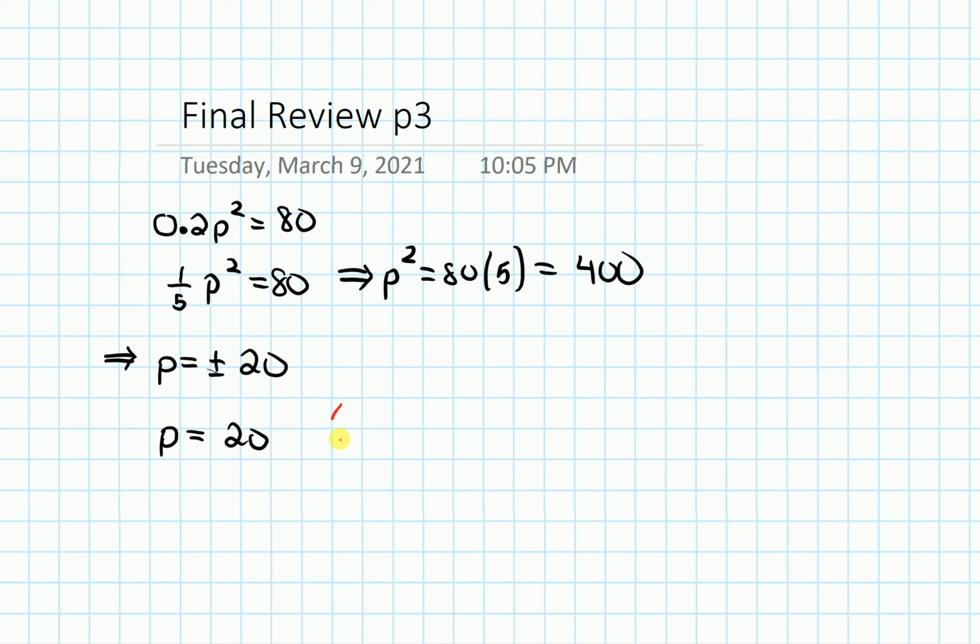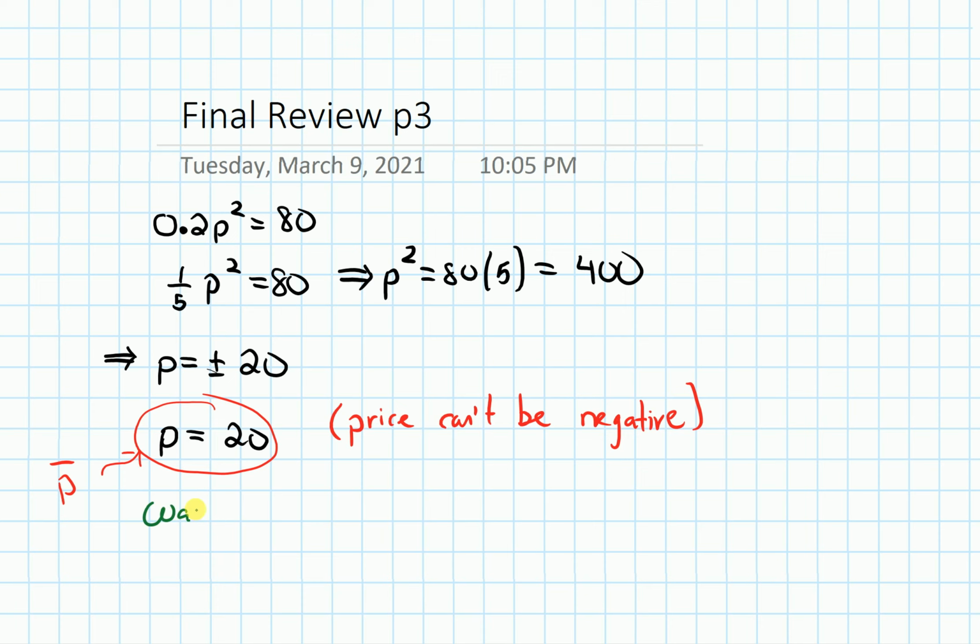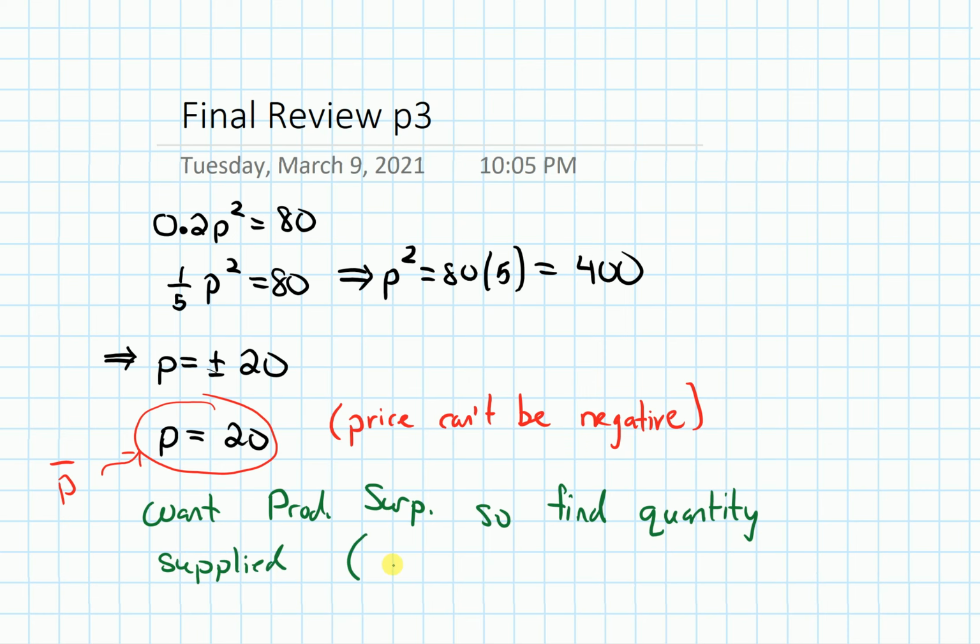The reason is that P, our price, can't be negative. It wouldn't make sense for the price of an item to be negative. So this is the price level that the question is talking about, which means this value is P bar. Next, our question wanted the producer surplus. To use that formula, we need to find the quantity that is supplied. That is the Q bar term.